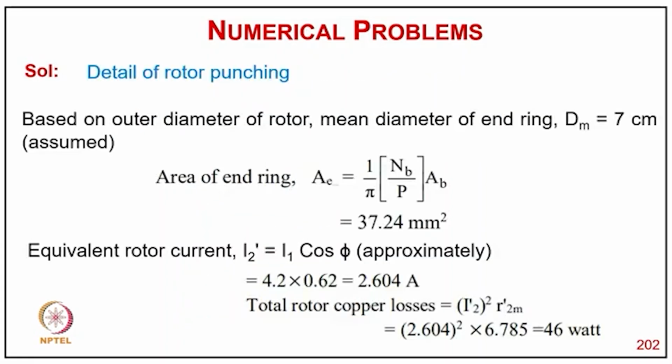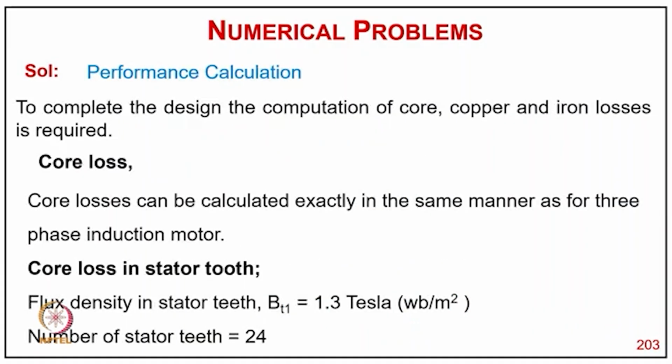So now coming to details of rotor punching. Based on the outer diameter of the rotor, the mean diameter of the end ring is Dm equal to 7 centimeter. So the area of the end ring A equals 1 upon pi Np into AB, that's 37.24 millimeter square, and the equivalent rotor current I2 is I1 cos phi. So it's 4.56 into 2.604, and the total copper loss is I square R2M, so that comes to 46 watt.